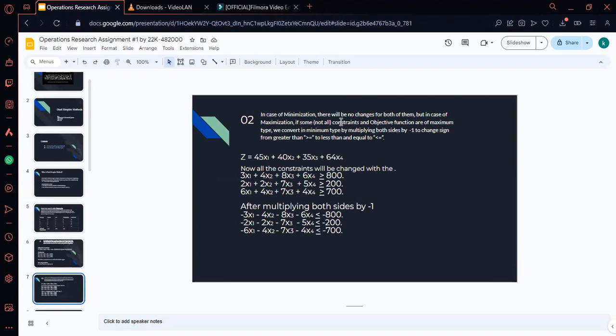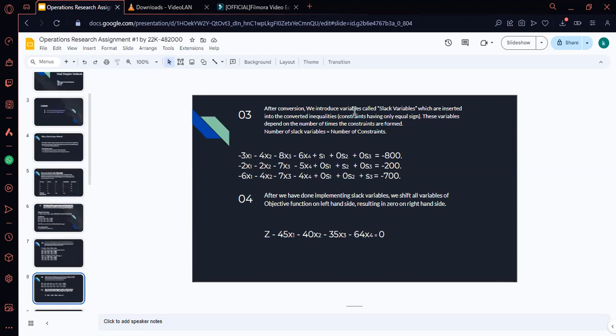In case of minimization, there will be no changes for either the constraints or the objective. But as given here, all of the constraints need converting, so we convert them by multiplying both sides by -1, which changes the sign from greater than or equal to less than or equal to, as shown here.